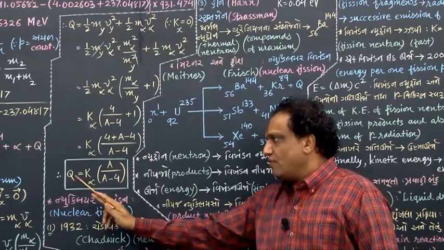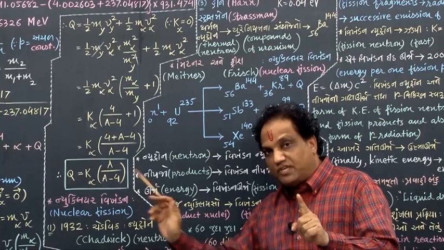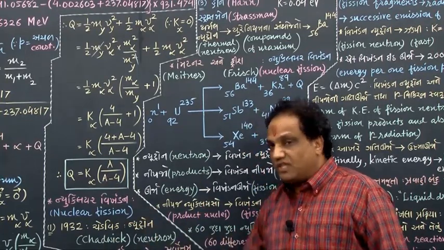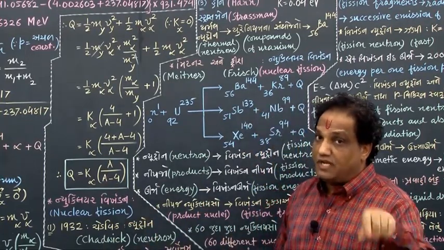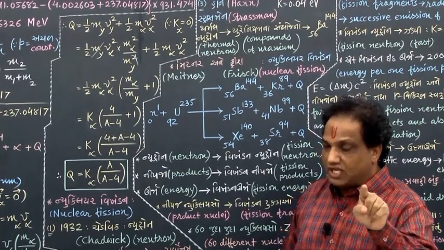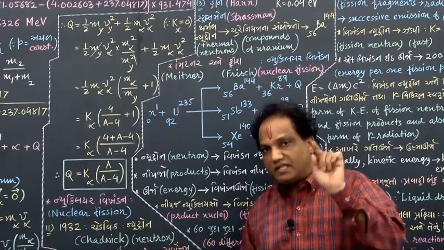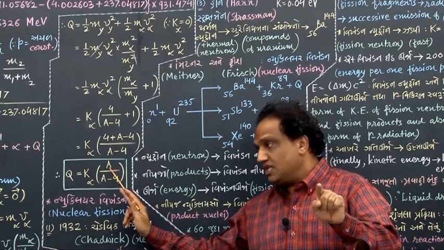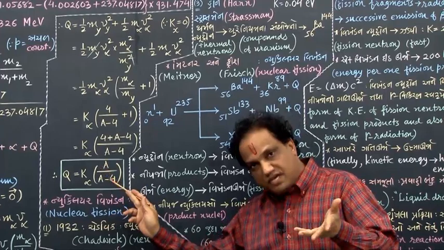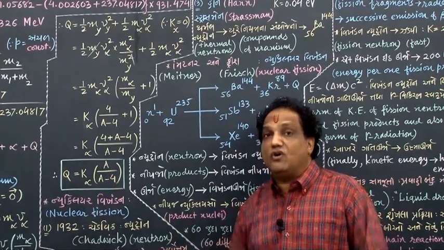So this gives you the formula for the Q value of this reaction. Please remember this formula. It will be useful to you in MCQ, because if it is asked in MCQ, you will have no time for the derivation of this formula. In that case, they will give you these two values directly. You can put them here and find out the value of Q.